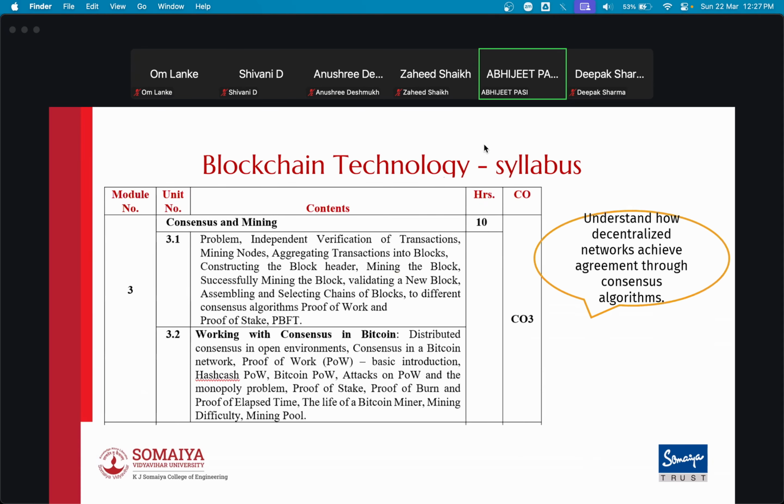In module number 3, we'll talk about how the decentralized network works when it comes to agreement, because blockchain works as a distributed network, and consensus has to be reached to perform any task. In this module we will learn various consensus mechanisms or algorithms, like proof of work, proof of stake, proof of burn, proof of elapsed time, how the person gets rewarded, and how the consensus is matched. If the consensus doesn't match, how the transaction status will pan out. That will be learned in module number 3.